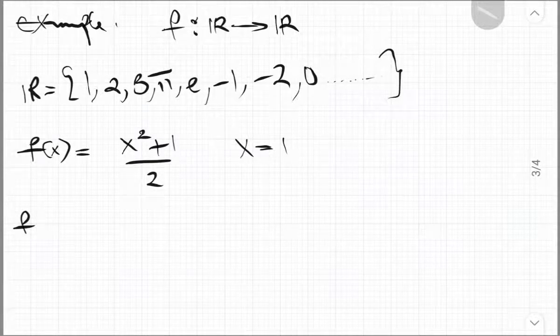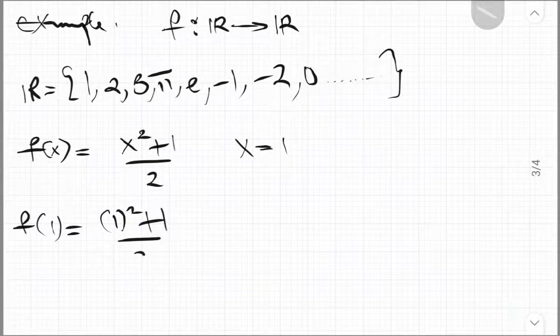Since we are putting in an input of 1 for x, we are evaluating the function at 1. We have 1 squared plus 1 over 2. 1 squared is 1, plus 1 we have 2, then 2 over 2 is 1. So f of 1 is equal to 1.